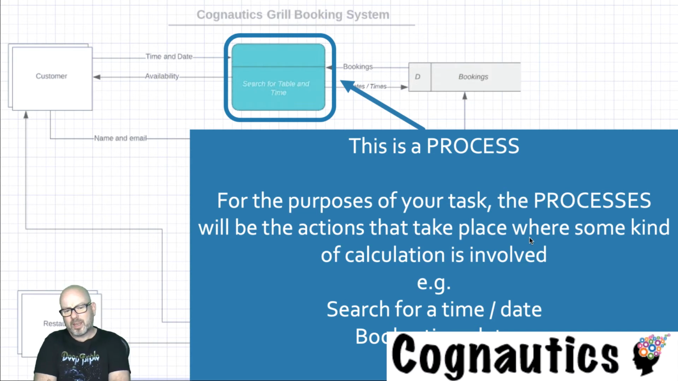Then we look at a process. A process comes in a rounded rectangle, whereas the entity was in a square. And the processes are going to be the actions that take place, where calculations are involved: input, process, output, the adding of things together. That's what a process is, and it's shown by a rounded rectangle with, notice, that horizontal line that runs about a third of the way down it.